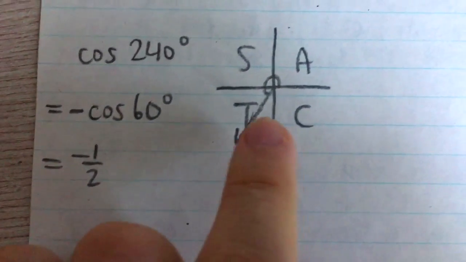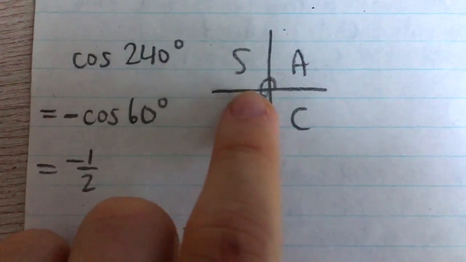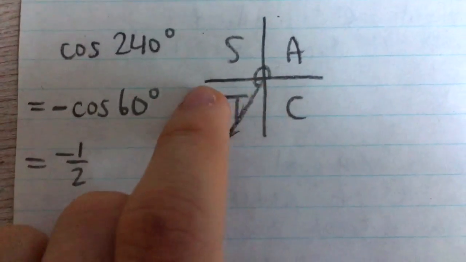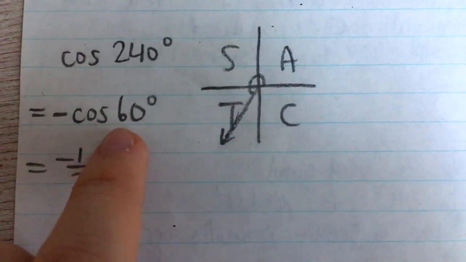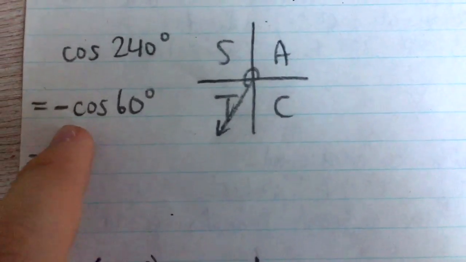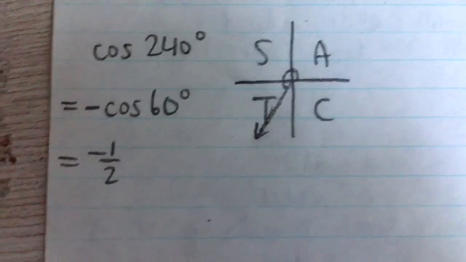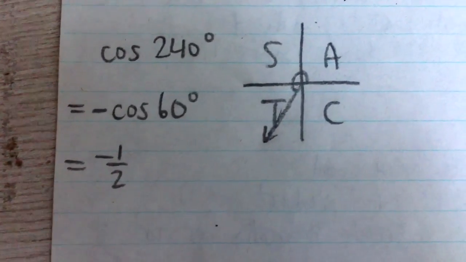Also, its reference angle, its angle with the x-axis, from this to this, is going to be a 60-degree angle. So it's going to be equal to negative cosine 60. Cosine 60 is 1/2, so it's negative 1/2.